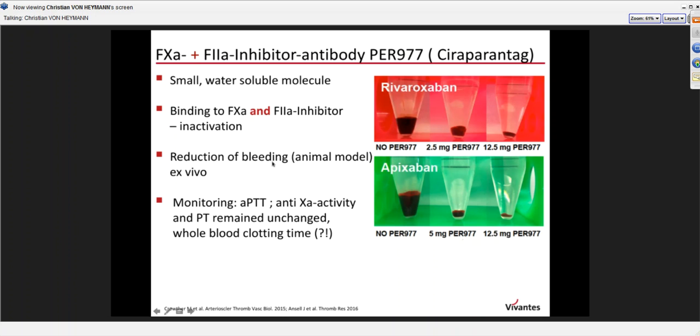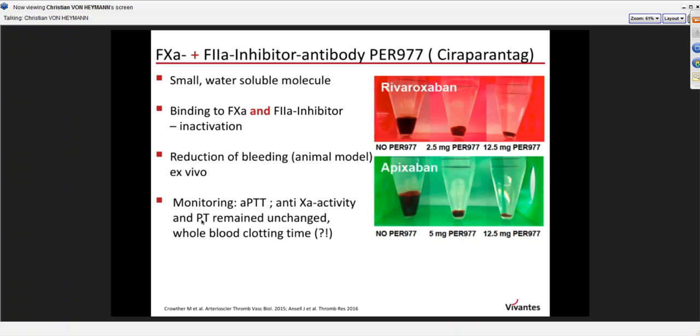It has been shown in an animal model that it reduces bleeding, but it seems to be a smaller problem to monitor the effect, as the APTT, the anti-10A activity, and the prothrombin time were not influenced by the infusion of these drugs, but only the whole blood clotting time showed some reliable results and correlate very well with the effect of the drug. And this drug was tested in healthy volunteers.